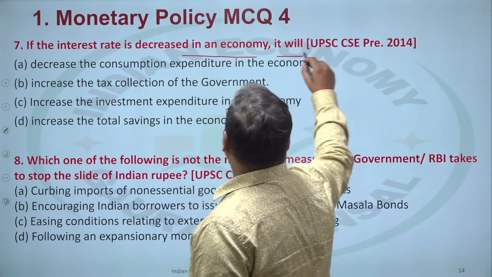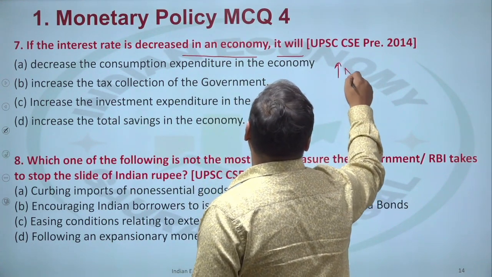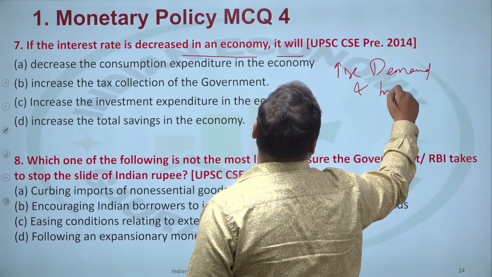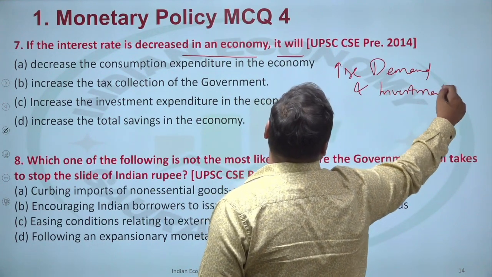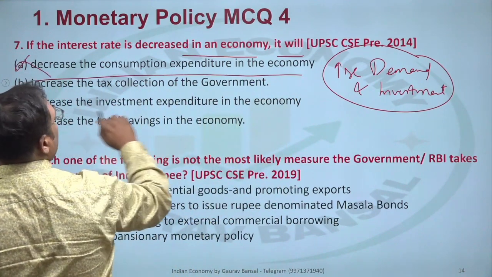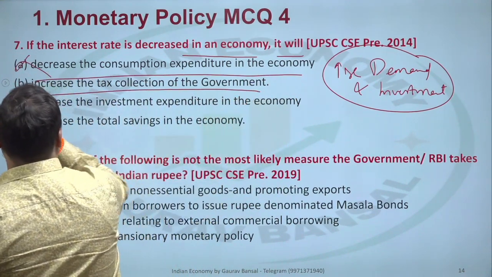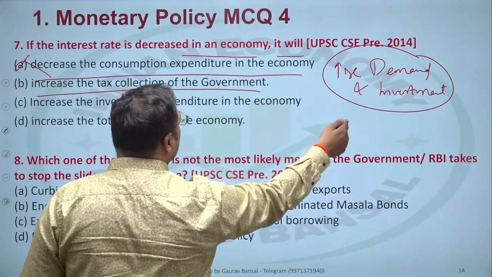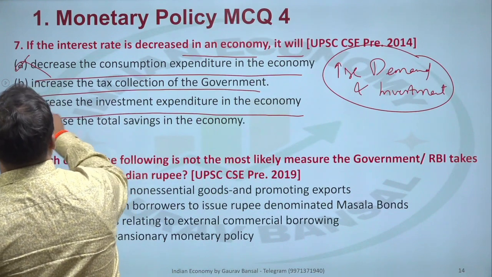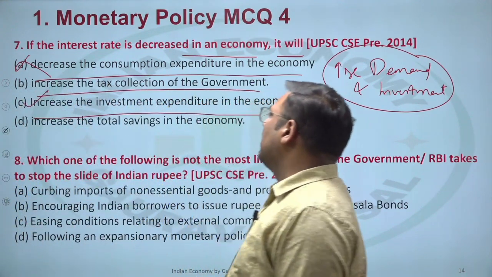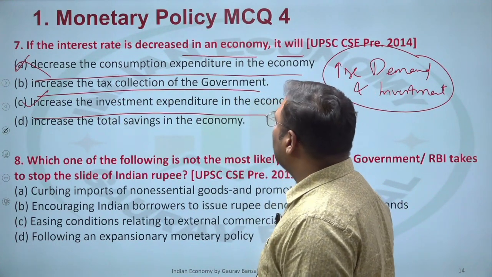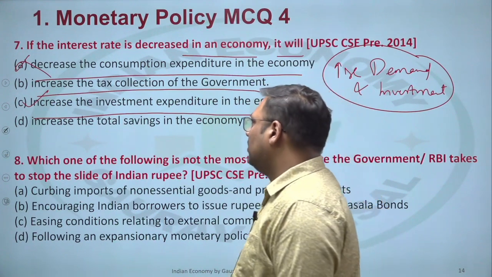If interest rate goes down, we have discussed it increases demand and investment. Now let us look at the options. Decrease the consumption expenditure. This is wrong. Increase the tax collection of the government, possibly, because demand will rise, so taxation should rise. Increase in the investment expenditure in the economy. C is correct. Okay, C is the correct answer. We could have thought of other things if there was no C, but already C is there.